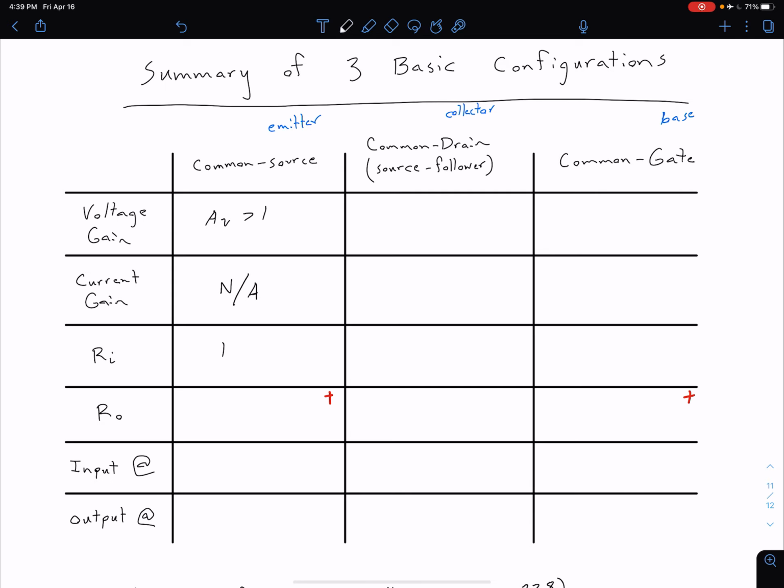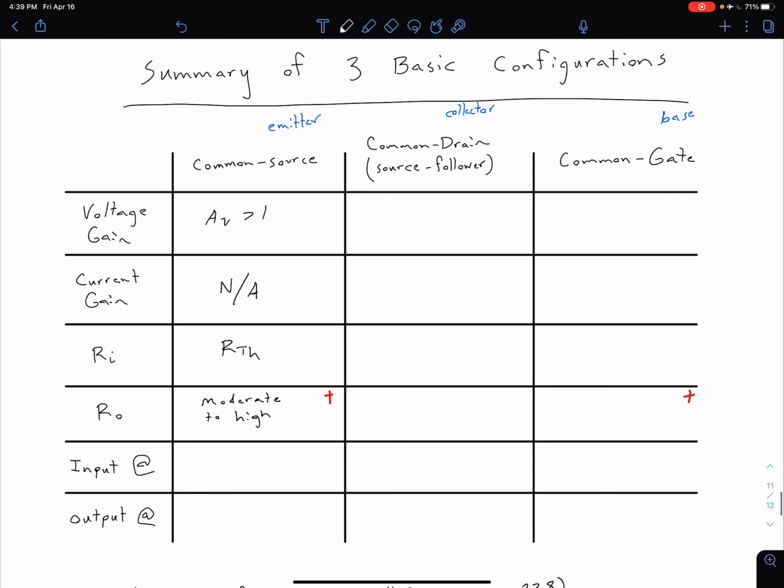The input resistance is going to be R Thevenin, and as we'll see noted below, that's essentially just the equivalent resistance of our biasing network. Our output resistance, we don't have a specific value, but for this particular configuration, it is going to be moderate to high. And so we have a little footnote with that red cross there, and we'll come back to that a little bit later. For our common source configuration, our input is always going to be defined at our gate, and our output is defined at our drain. So again, similar to our common emitter amplifier that we saw when we were looking at our BJT circuits.